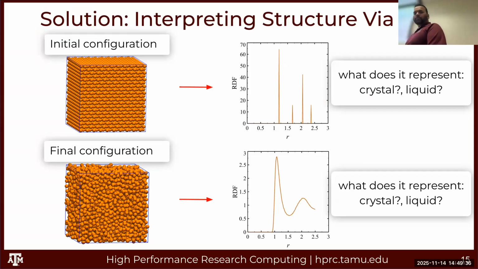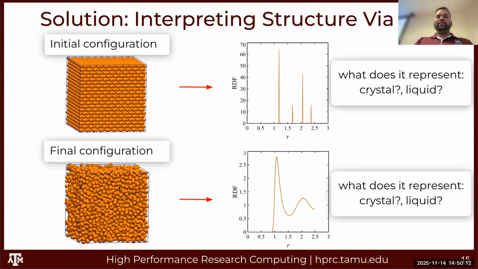But the question I have for you is, if you look at this first RDF and the second one at the bottom, does the first one look like a crystal or a liquid? And the same question for the second RDF. What do you think the first one is? It's a crystal. It's ordered, right? You see the initial structure. This is the typical RDF for any crystal, because atoms are at defined distances. They don't move. That's why you see peaks at specific distances.